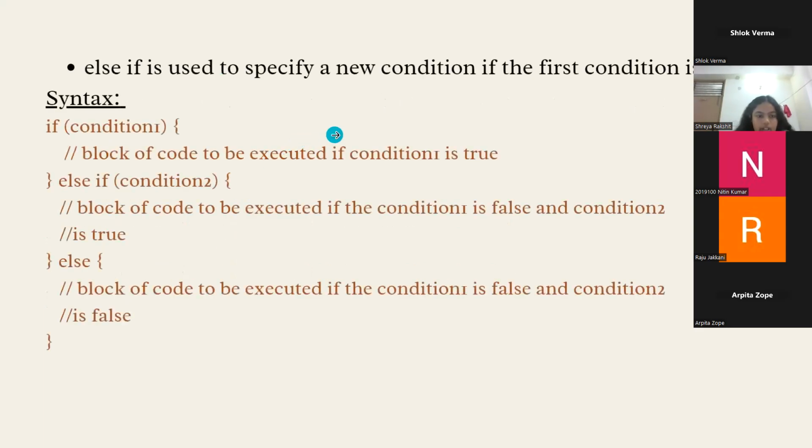One more important thing is else if. Else if is used to specify a new condition if the first condition is false. Like it will check condition 1 first. If it is true, then this block of code will be executed. If this is not true, then condition 2 will be checked. If condition 2 comes as true, then this block of code will be executed. And if both of them are false, then the else block will be executed.